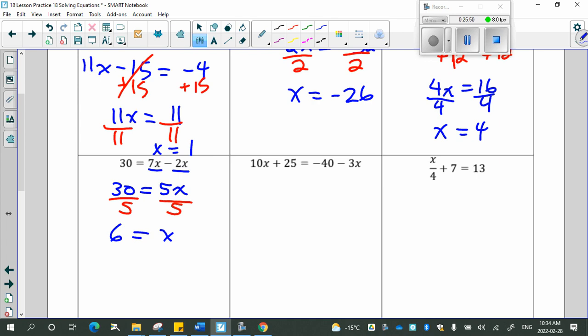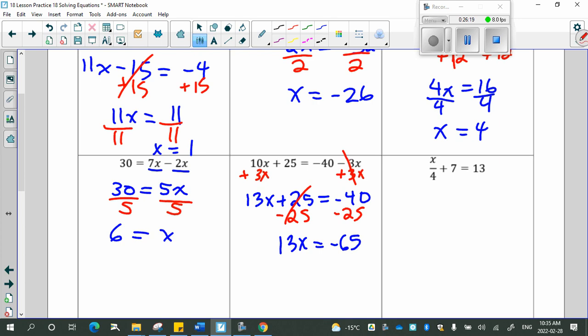What's smaller, 10x or negative 3x? Negative 3x, so we're going to add 3x to both sides. Look where I'm putting it, right under the x terms. I'm showing that I know like terms as well there. So on this side now I have 13x's. Now the side with x is the boss, tells me what to do. 13x equals negative 65. And you divide both sides by 13, you get that 1x is negative 5.